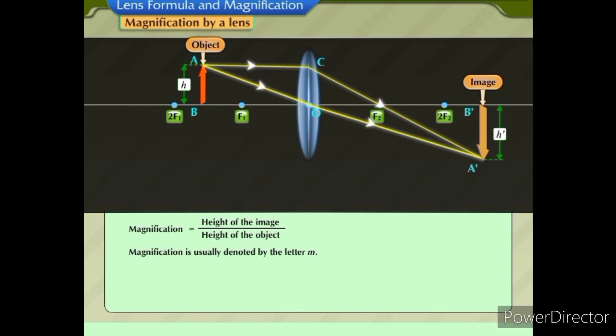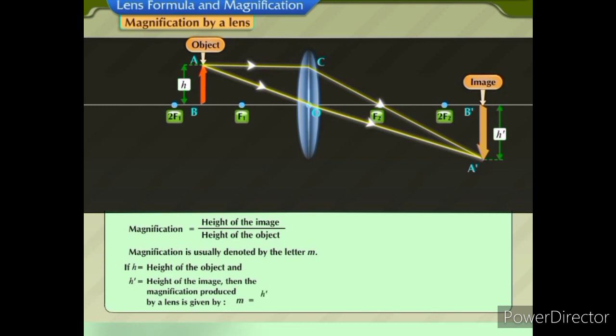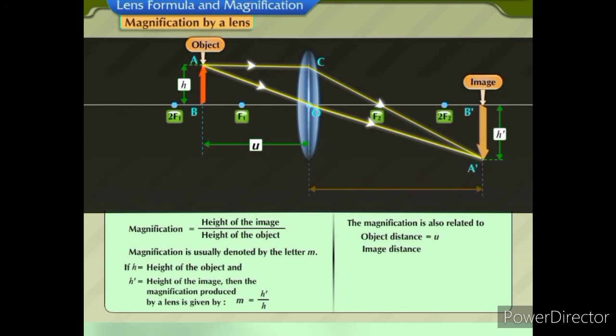Magnification is usually denoted by the letter M. If H is the height of the object and H' is the height of the image, then the magnification M produced by a lens is given by M = H'/H. The magnification M is also related to the object distance U and image distance V. It can be expressed as M = H'/H = V/U.